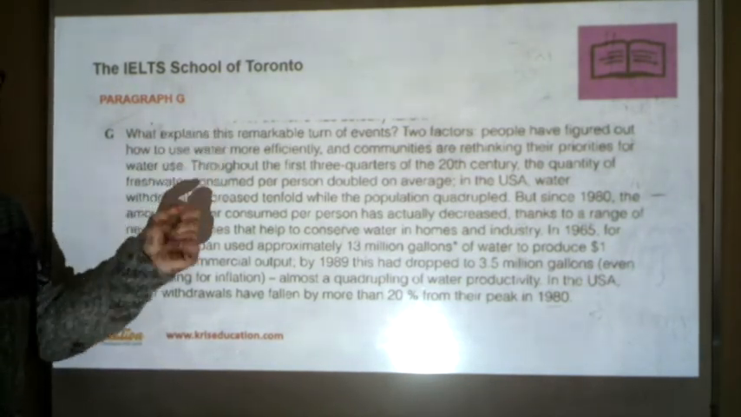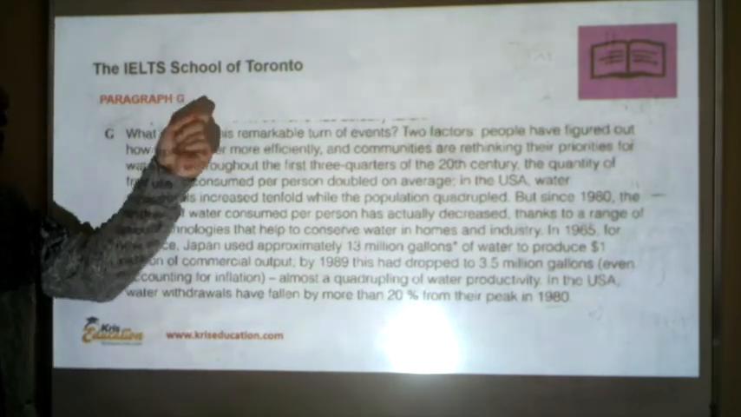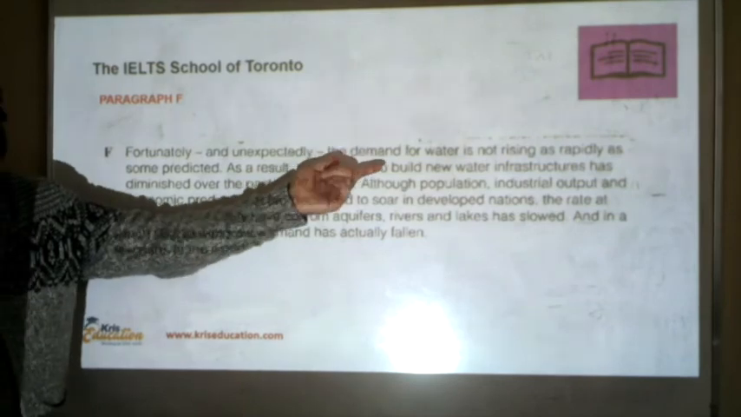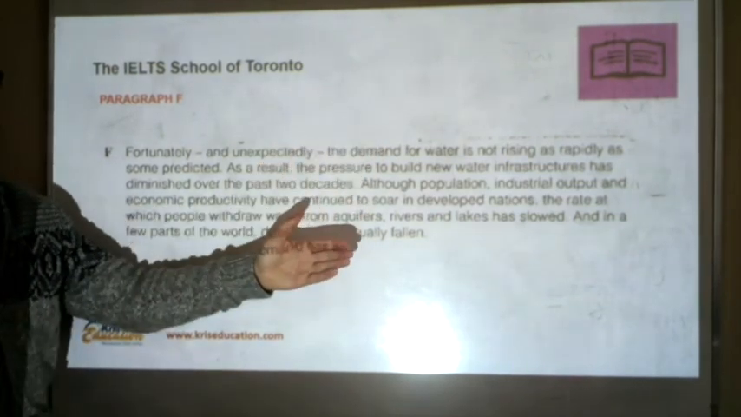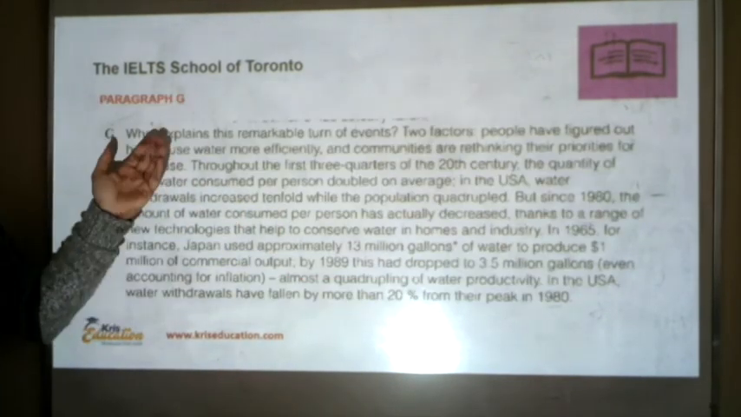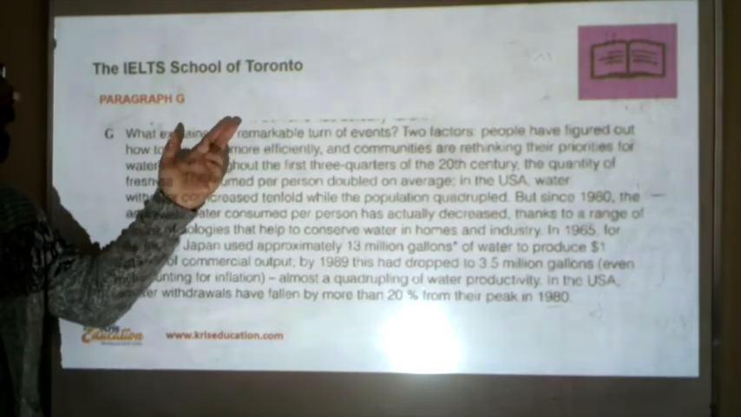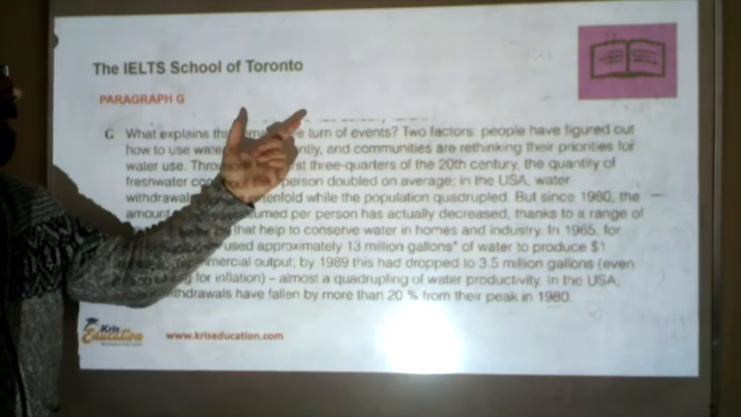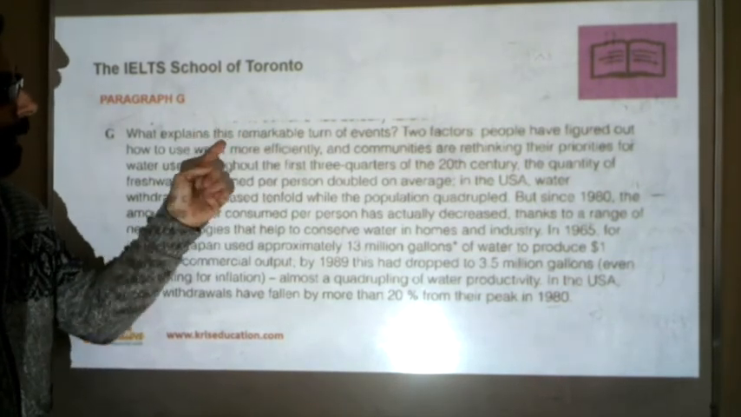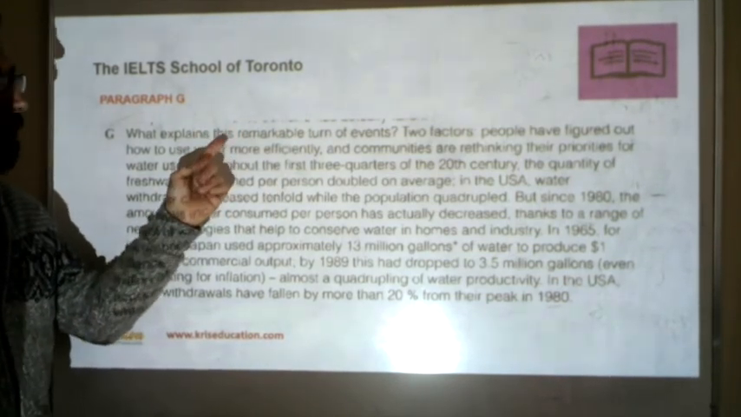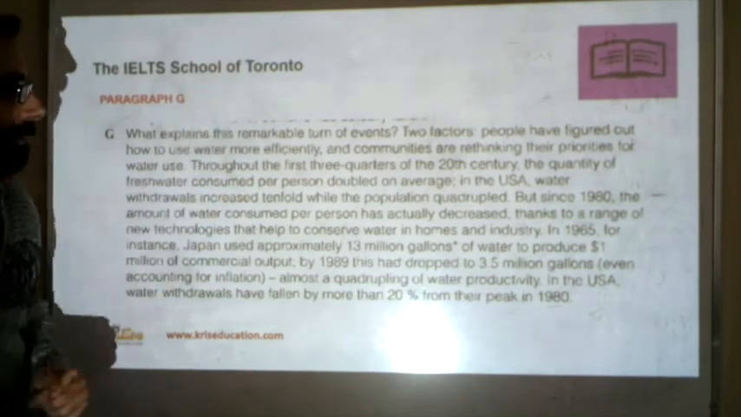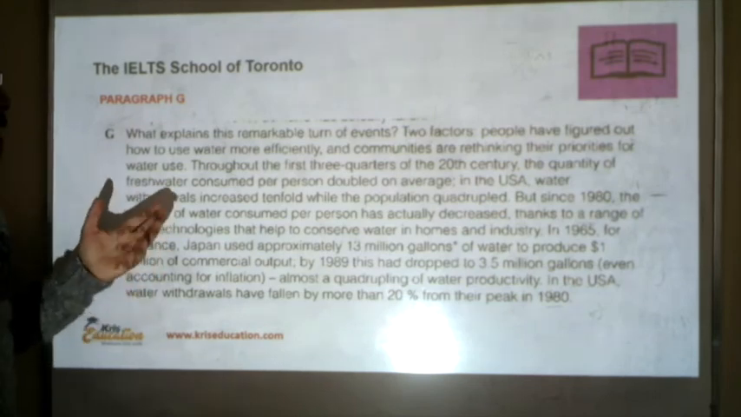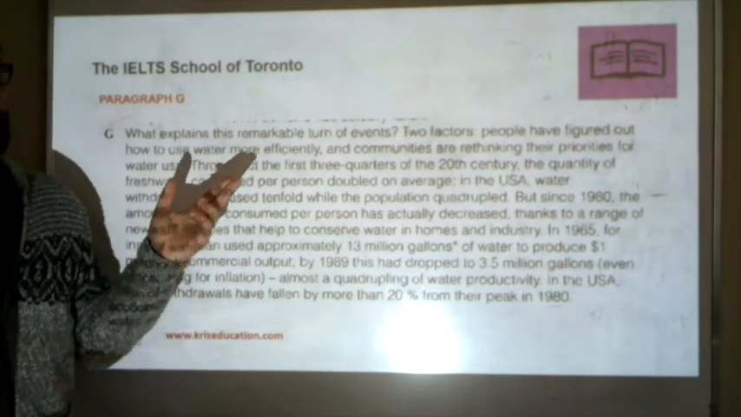And this is a reference word which goes back to the previous paragraph. And the previous paragraph talks about the demand for water, which is declining. So the question here is, what explains the fact that the demand for water is declining? And we understand this from the use of this, which takes us back to the previous paragraph. And explain, which means explanation. Most likely this paragraph is about explanation.